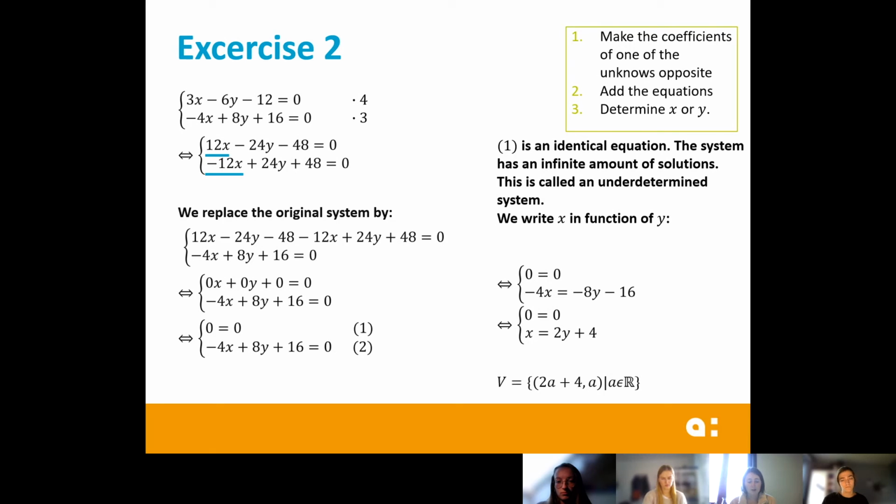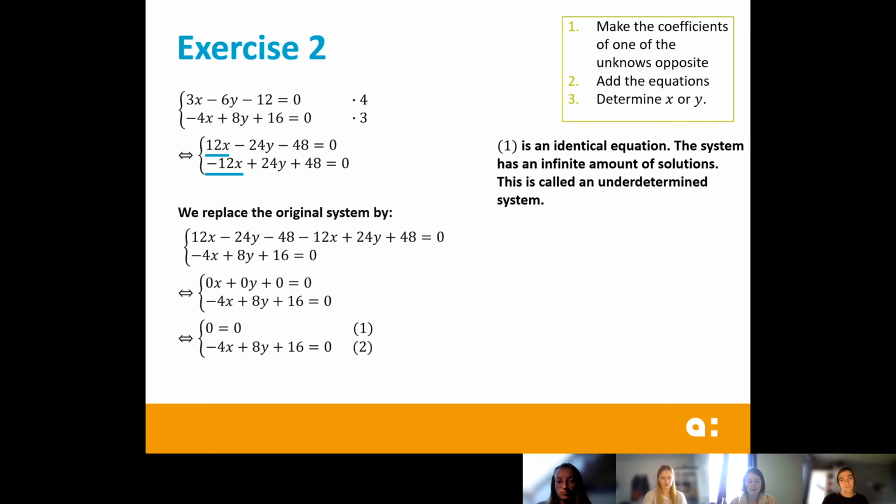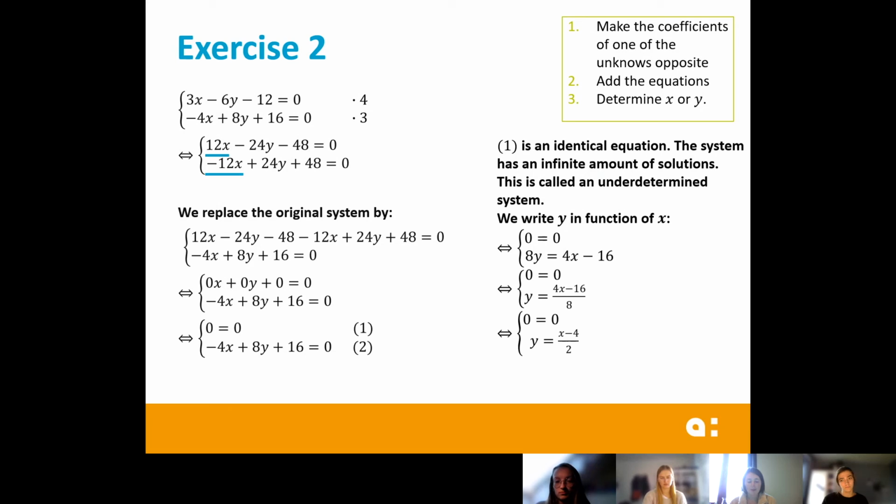But we can also choose to write y in function of x. There's again still an unknown in the solution, so it looks like the system of equations isn't solved. To formulate the solution set, we write y in function of x. The unknown x could be every real number.